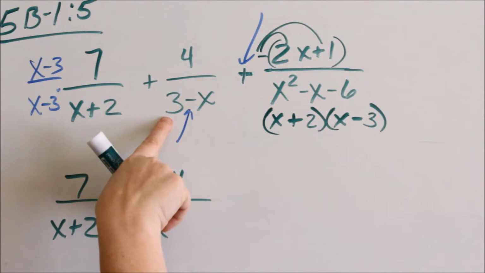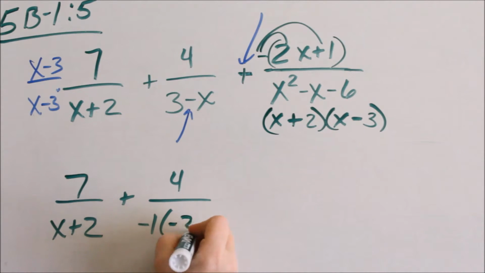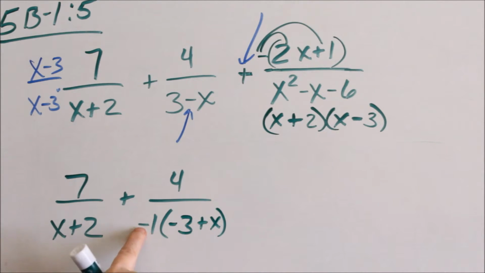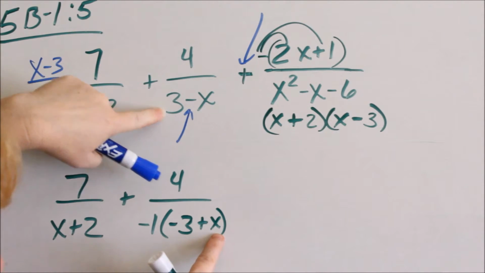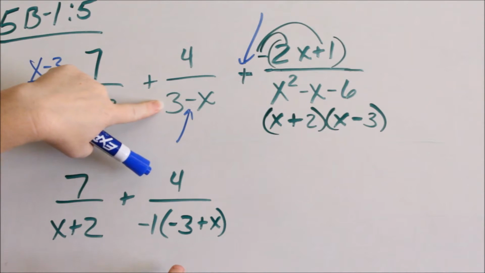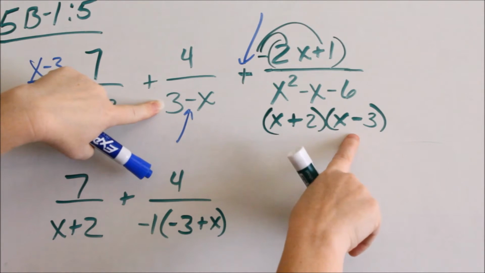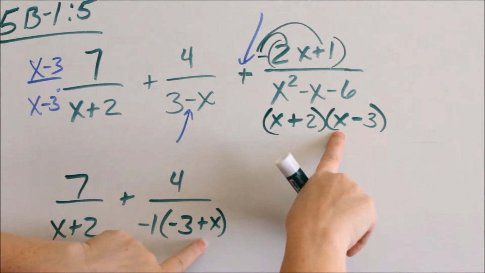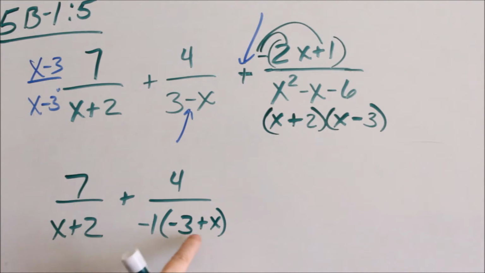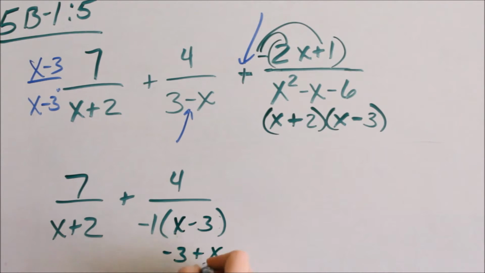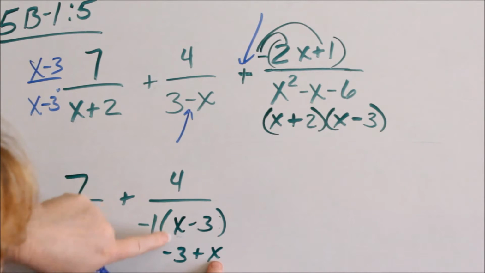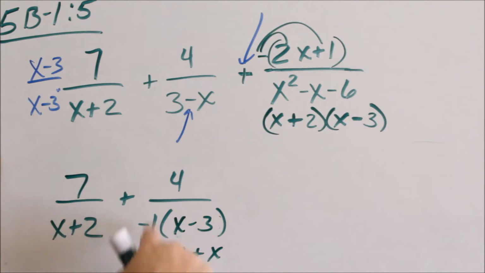So if I factor a negative 1 out from here, this now becomes a negative 3, and that becomes a positive x, because negative 1 times a negative 3 is a positive 3. Negative 1 times a positive x is a negative x. And it gives me back what I started with. But now this matches that: negative 3 plus x, because I can rewrite this as x minus 3. X minus 3 is the same thing as negative 3 plus x. See, all my signs are the same: positive, positive, negative, negative. I just changed around the order, so now it looks like that.